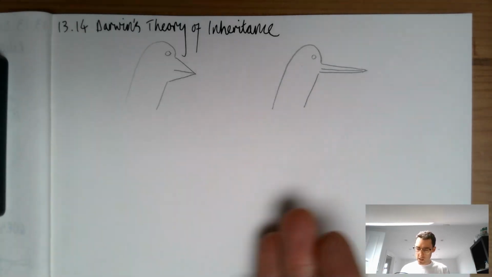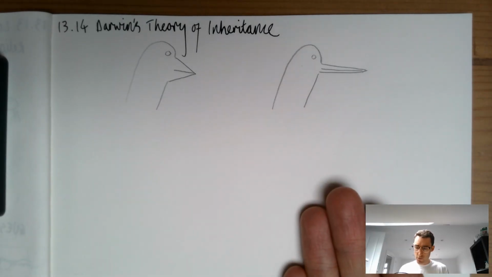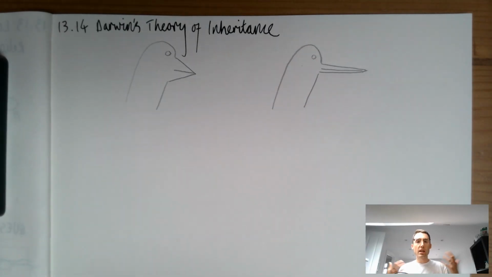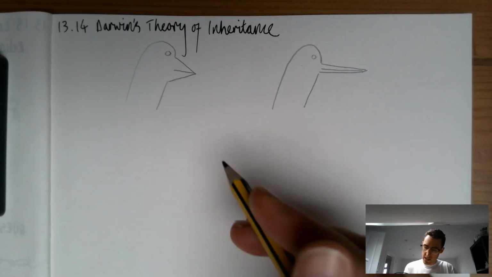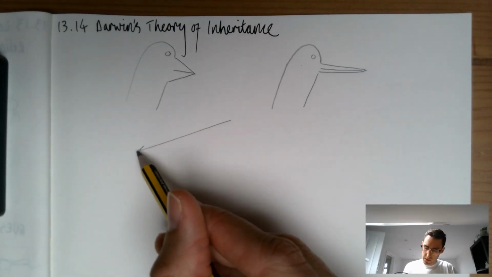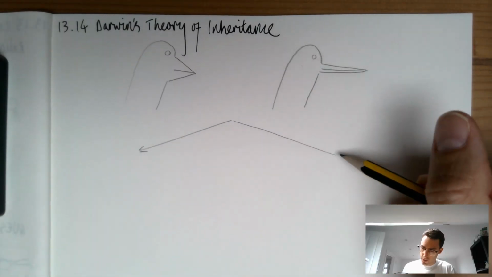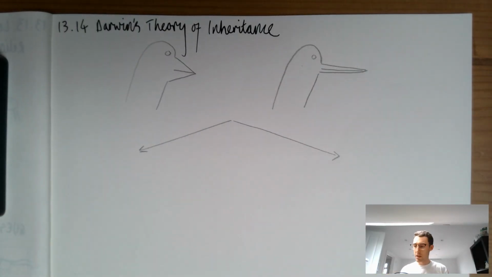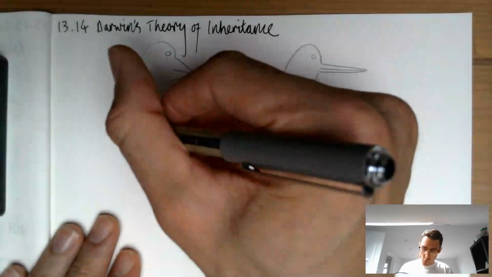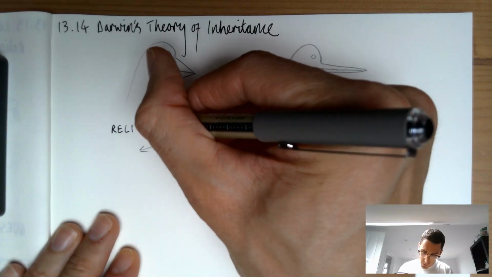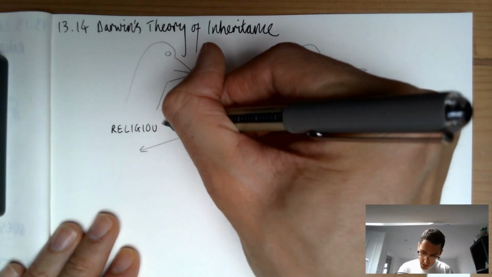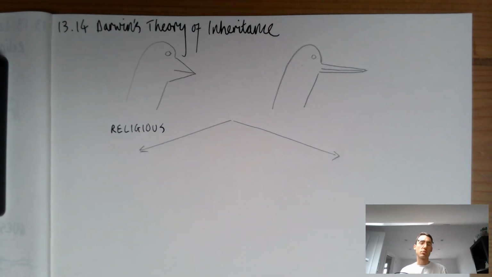So you've got these two finches. You can either think, okay, these are separate species. And what I'm going to do is divide my page, if I was explaining this to students, into two. And I'd say there's two ways of thinking about the variation that we've got here. One, to use similar language to what we used in the previous lesson on Lamarck, is this religious way of thinking about it.